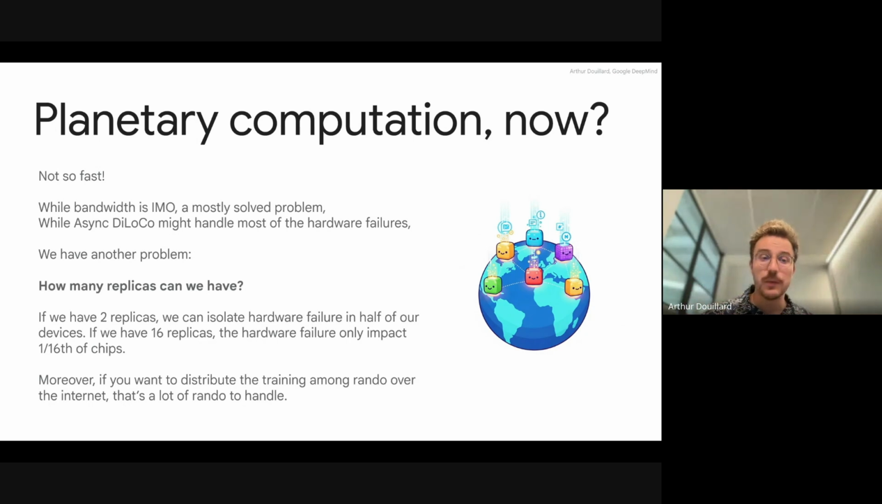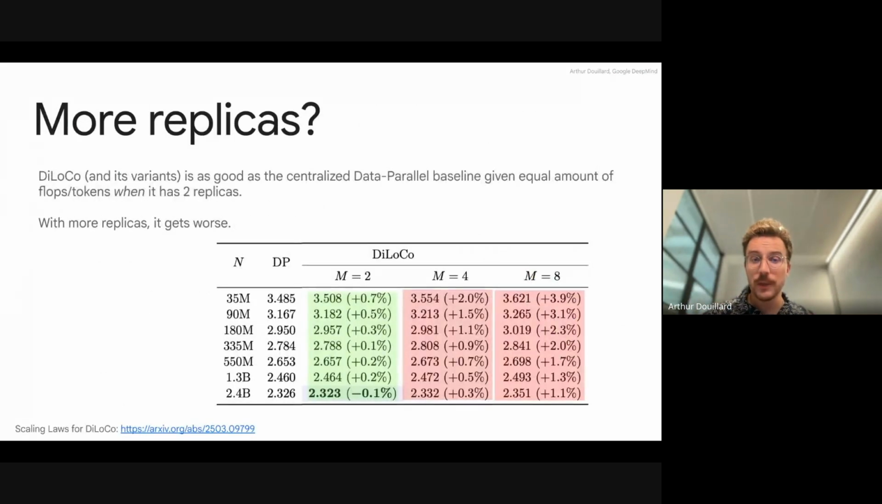So that's good. But then if you go to more replicas, for example to 4 replicas, 8 replicas, or even more, as we show in this paper on the scaling law for DiLoCo, the more replicas you have doing local training in parallel, while being, importantly, ISO flops, so you're using as many flops in the overall system, you will be worse than a centralized baseline.